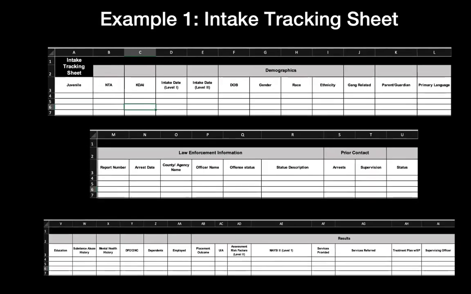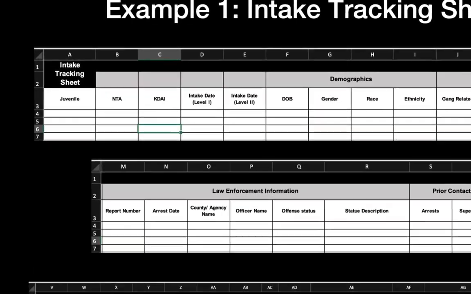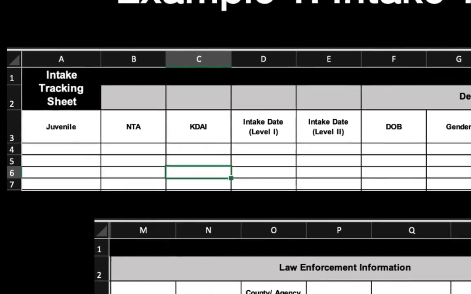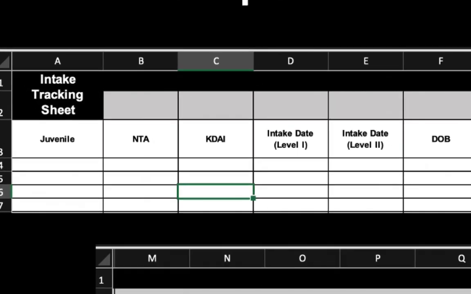There were approximately 10 different spreadsheets created for the office to use internally, ranging from tracking employee mileage, monthly contact visits, and programming information. Here are some examples of templates that were created for the office. The first example is what I call the intake tracking sheet. This sheet was created to capture all the information that may be gleaned from the intake process, which includes the KDAI, the Kansas Detention Assessment Instrument, NTA, Notice to Appear, Level 1 and Level 2 intakes.